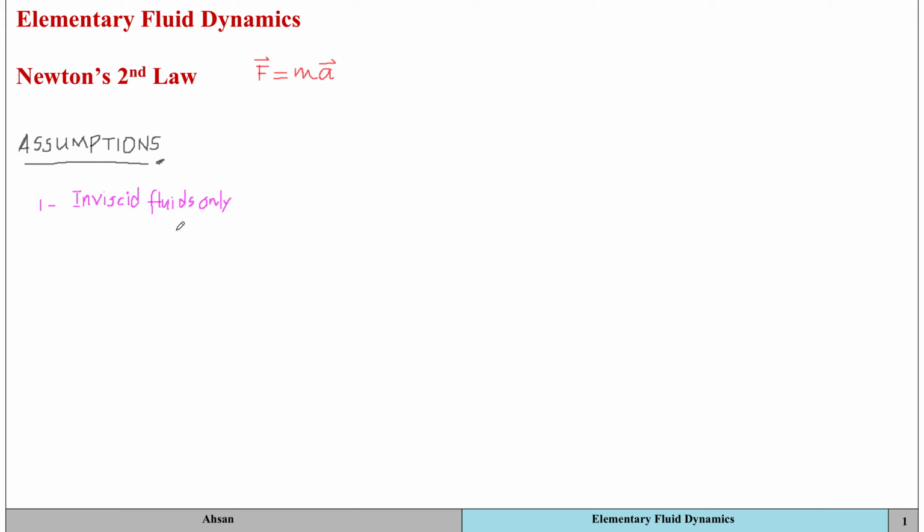So the first is inviscid fluids only, motion of inviscid fluids only. The second is that this fluid motion is going to be governed by only pressure and gravity forces. So when we're looking at forces on the left-hand side of the equation, we're going to be looking at the net pressure force and net gravity force on the fluid particle. So what that means is, for example, the surface tension effects would be negligible.